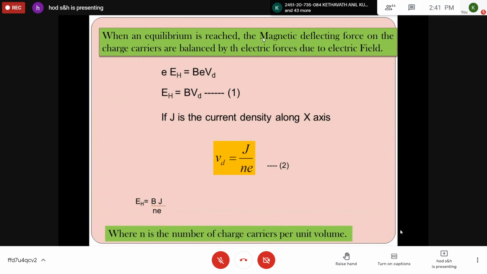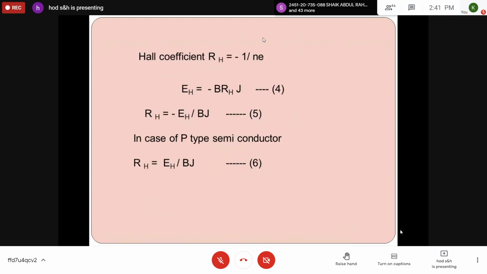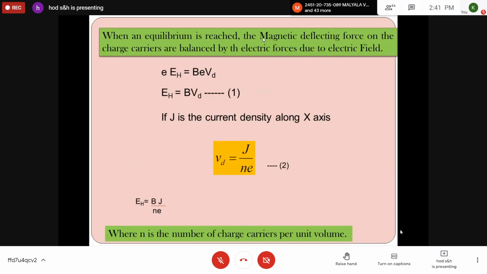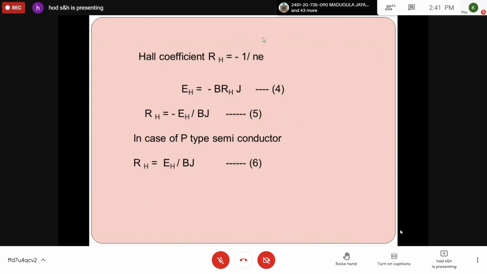If J is the current density, then Vd is equal to J by Ne. So if you substitute in equation 1, then EH is equal to BJ by Ne, where N is the number of charge carriers per unit volume, J is the current density, B is the magnetic induction, and e is the charge of the electron. The Hall coefficient is defined as RH is equal to minus 1 by Ne. So in the previous expression, 1 by Ne can be replaced with minus RH. So EH can be written as minus B into RH into J. This is equation 4. From this, RH is equal to minus EH by BJ.